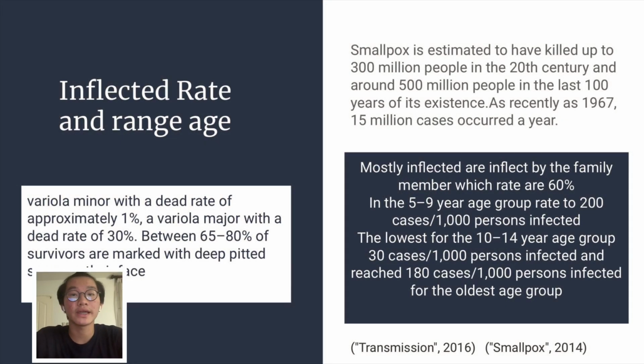Infected rate and range. Variola minor has a 1% death rate and variola major has about a 30% death rate. Between 65% and 80% of the survivors are marked with deep pitted scars on their face. Smallpox is estimated to have killed over 300 million people in the 20th century and over 500 million people in the last 100 years.